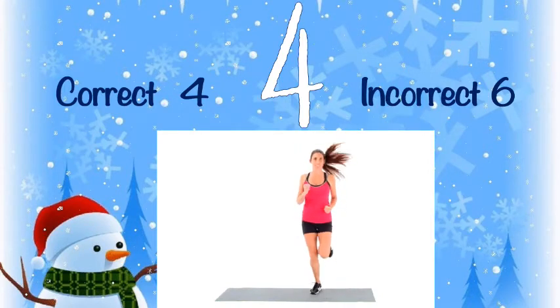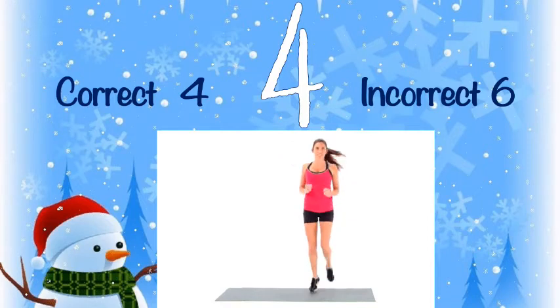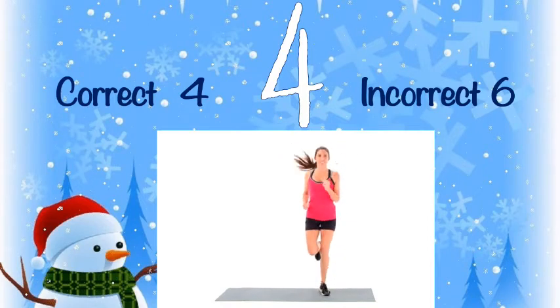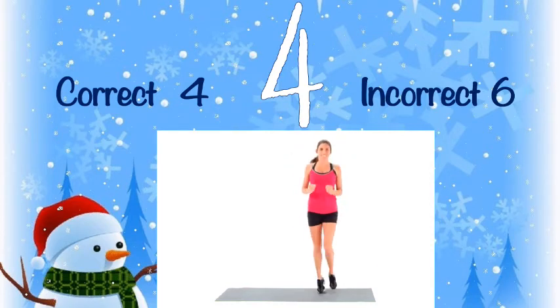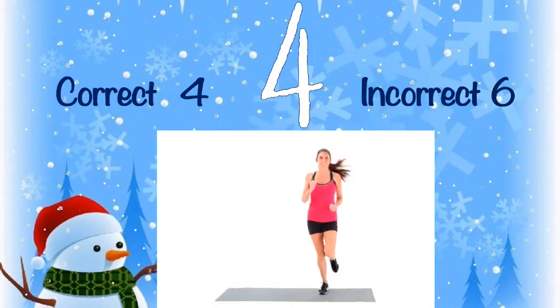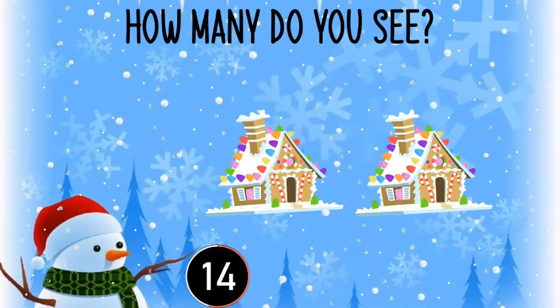Okay, if you said 4, you're right. So you're going to count to 4. 1, 2, 3, 4, and you're done. And if you answered incorrectly, you're doing 6. You're just going to count to 6. 1, 2, 3, 4, 5, 6. Okay, how many houses do you see here?